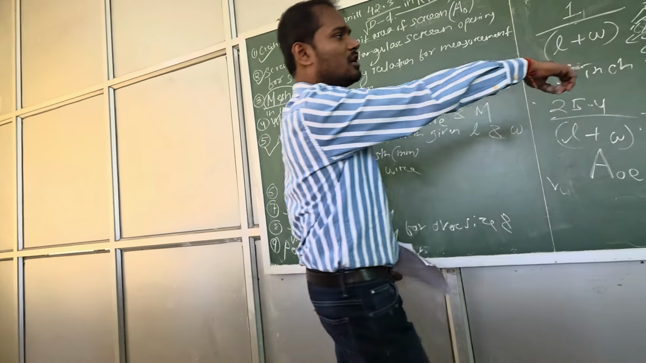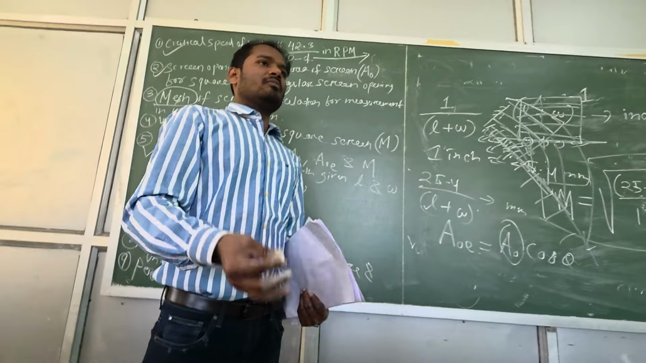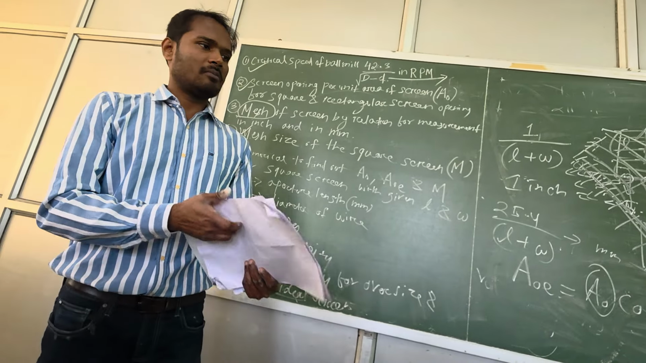Already I told you the formula. That means near to 6. So that mesh size is, you can say, 6 micrometer or whatever you want. 5 mm.